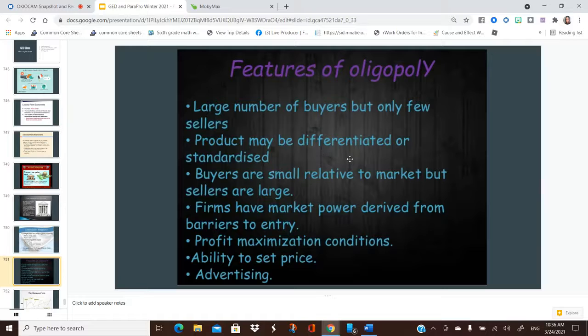Product may be differentiated or standardized. Buyers are small relative to market, but sellers are large. Firms have market power derived from, I don't know what a lot of this means. I'm not an economist, but I know that our country does not want monopolies or oligopolies. We want as much competition as possible. So oligopoly just means it's not one person or company in control, but it's a few.